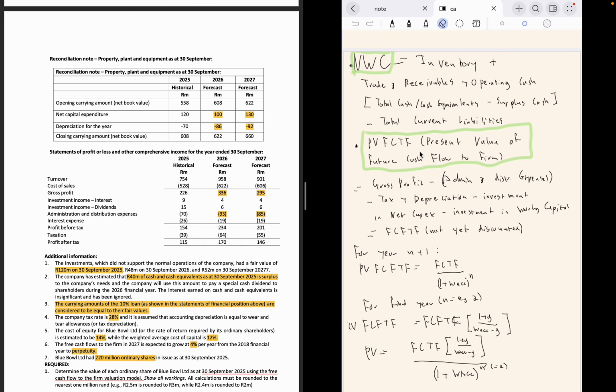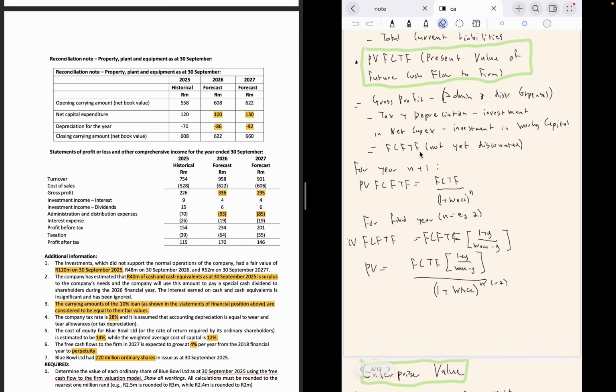The present value of future cash flow to the firm, that'll be your gross profit. You subtract your administration and distribution expenses. You subtract tax. You add depreciation. You subtract investment in net capital expenditure, and then you subtract your investment in working capital. So we need our net working capital for each of the 3 years in order to figure out the investment in working capital. That's why you calculate it. That gives us the future cash flow to the firm for each of those years, which is not yet discounted.